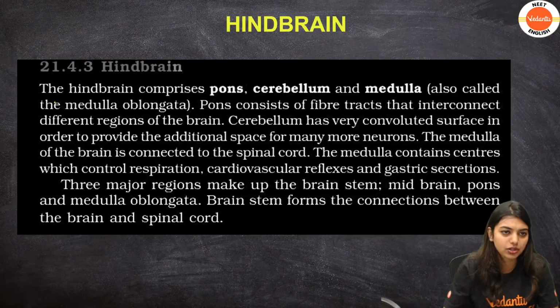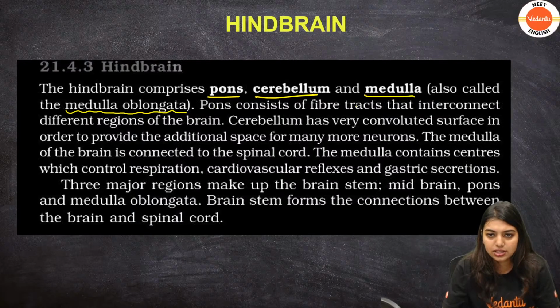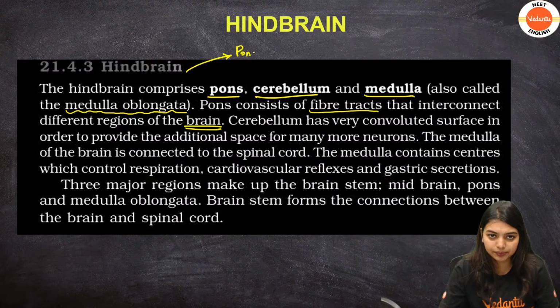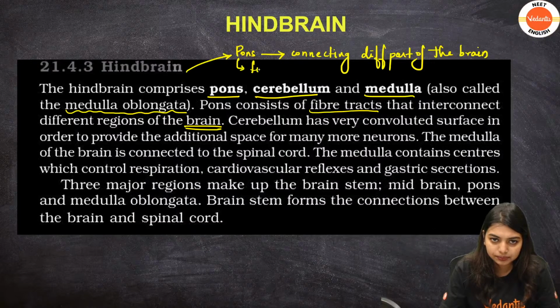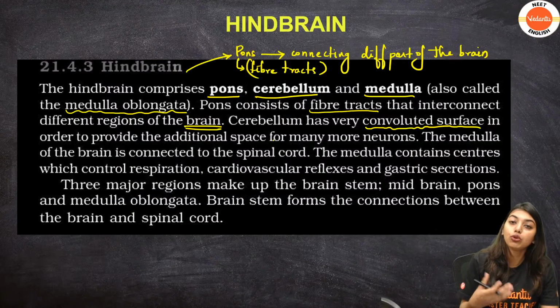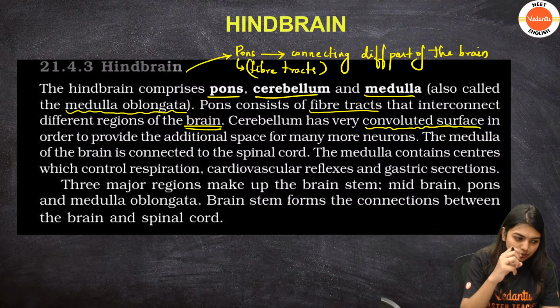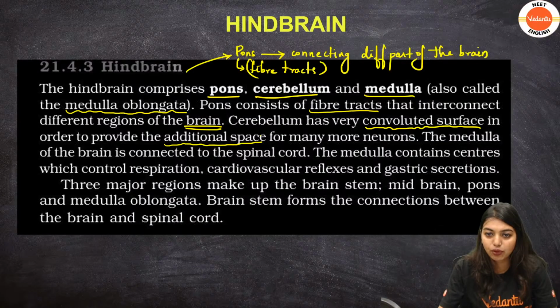Now look here. The hindbrain comprises the pons, cerebellum, and the medulla, also called the medulla oblongata. Pons consists of fibrous tracts that interconnect different regions of the brain. So the pons is doing a job like your peduncle, right? It is connecting different parts of the brain. Now, the cerebellum has a very convoluted surface in order to provide additional space for many more neurons. Convoluted surface means full of wrinkles, like how you have your villi, that kind of structure will be there. That is the reason they are able to take additional space for more neurons.